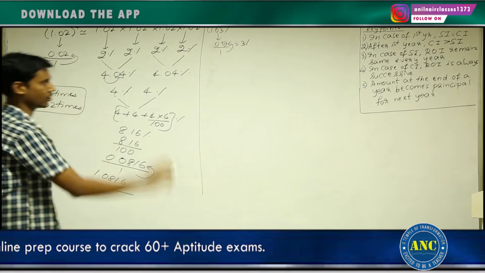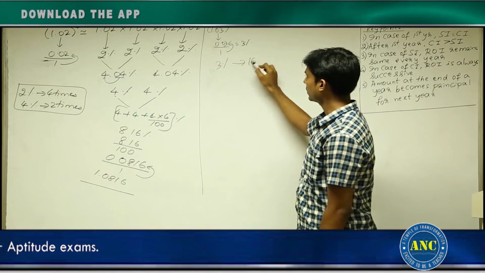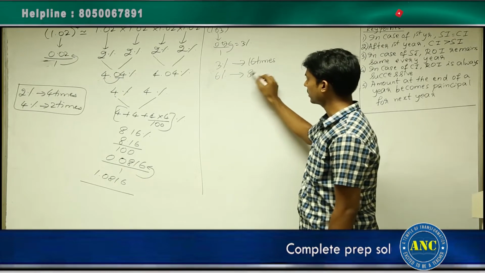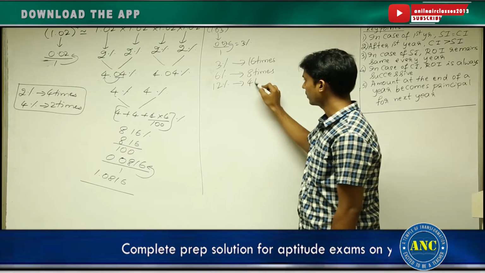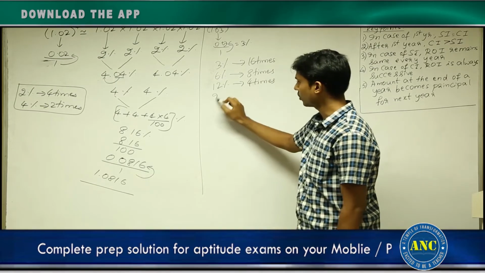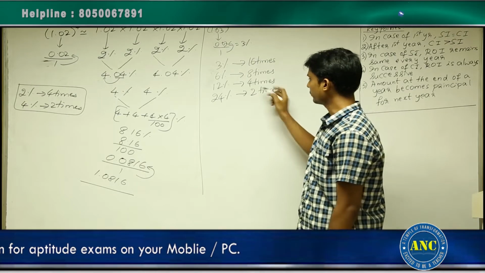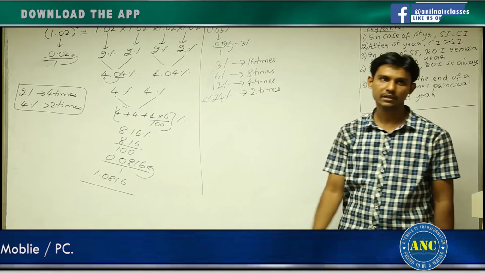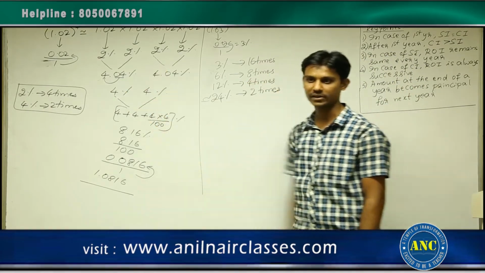The same concept will apply here also. 3% is written how many times? 16 times. Double this: 6% is written 8 times. Double this: 12% is written 4 times. Again double this: 24% is written 2 times. So 3% written 16 times is approximately equal to 24% written 2 times. Why approximately? We are eliminating all those fractional values.